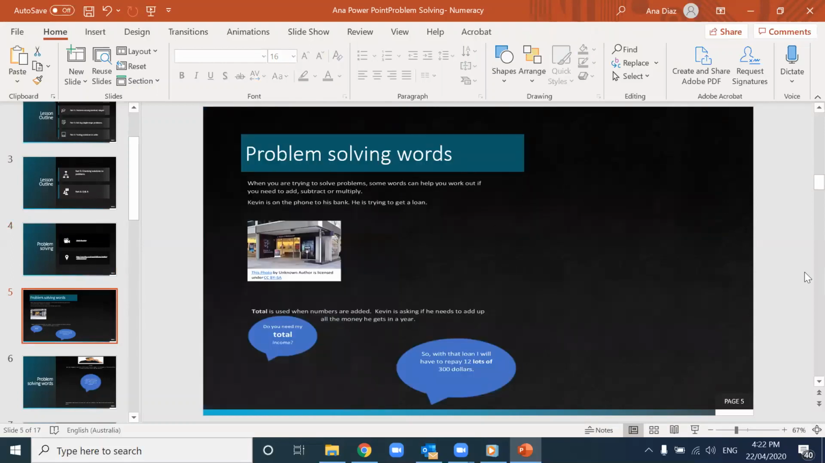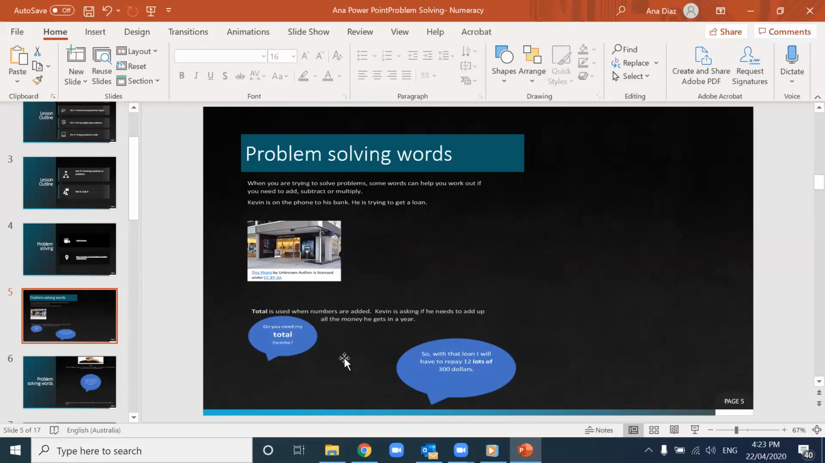Problem-solving words. When you are trying to solve problems, some words can help you to work out if you need to add, to subtract, or multiply, or do other operations, of course. Kevin is on the phone to his bank. He is trying to get a loan. So he asks these questions, which are in the speech bubbles. Do you need my total income? So with that loan, I will have to repay 12 lots of $300. Here we stop and we look at the words in bold.